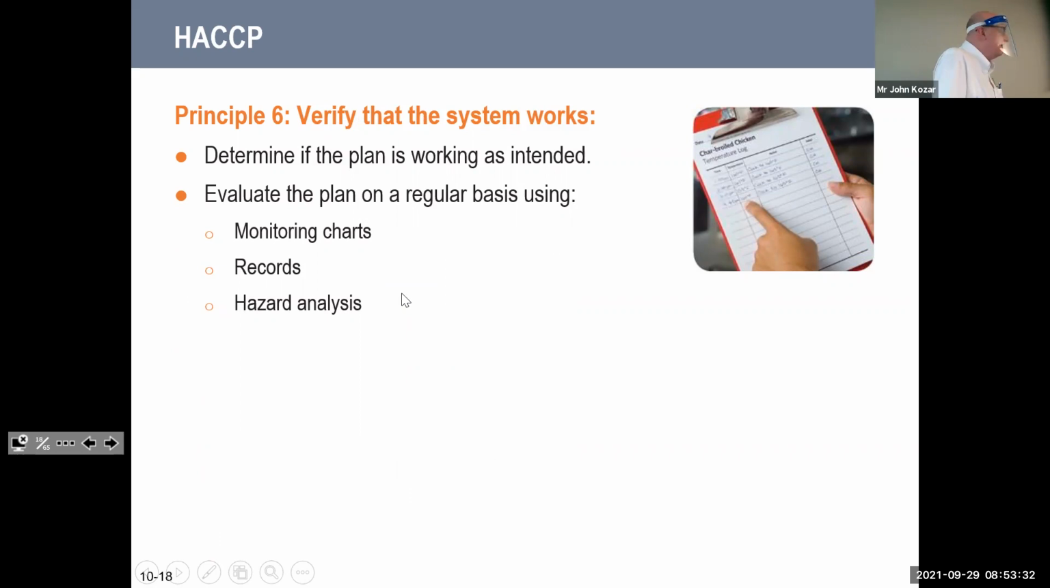Evaluate the plan. Make sure that it's working, keeping monitoring charts, records, and a consistent hazard analysis in case there's some type of new danger that pops up associated with chicken.